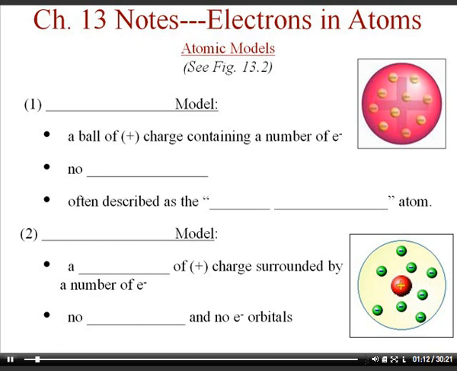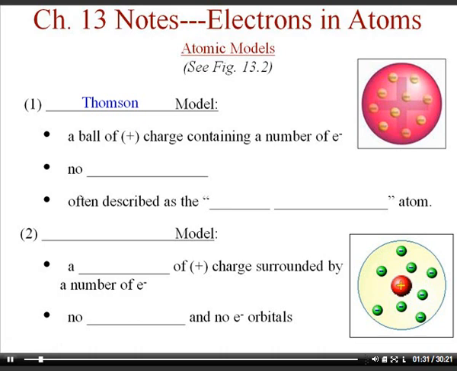So we start with the atomic models, and there's a figure that I referred to, 13.2, which is in a later slide. So we begin with the first atomic model, which represents the atom, and it was discovered or discussed or invented, I guess is the correct term, by a guy named Thomson. And J.J. Thomson discovered the electron.